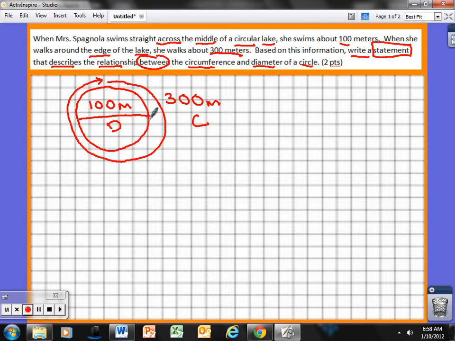I know diameter is a line that stretches from one edge of the circle to the other, and it must pass through the center point of the circle. I know the circumference is the distance around the outside of the circle, or the perimeter. So I know there's some type of relationship. Let me see here. 300 is the one number, and 100 is the other.